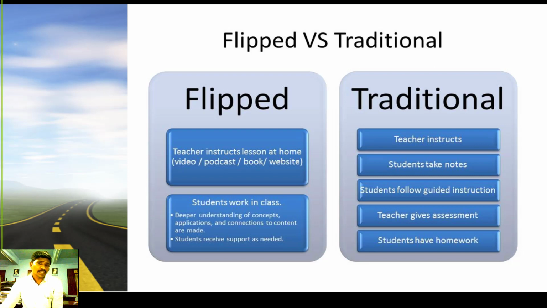In the traditional classroom, the teacher just instructs. Students take notes and follow the guided instructions, the teacher gives an assignment or assessment, then students do their homework. In the flipped classroom, the teacher gives lessons at home, by means of videos, podcasts, books, websites, PPTs or PDFs, whatever the means, the teacher gives all the ideas or inputs at home itself. The students work in class. Here the guiding authority or facilitator is with them, so even the slow bloomers can benefit because the teacher is with them.